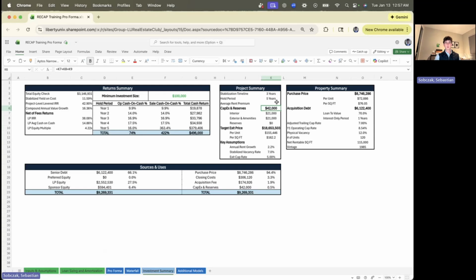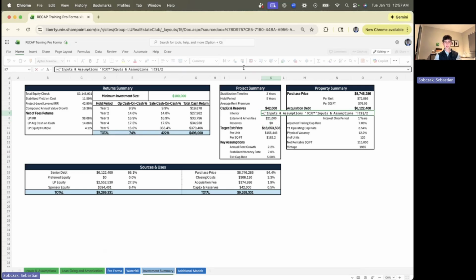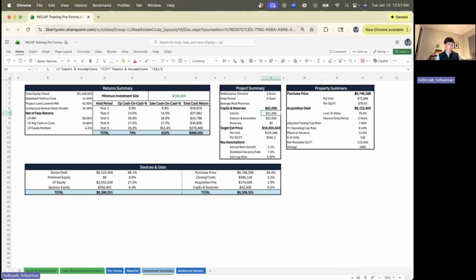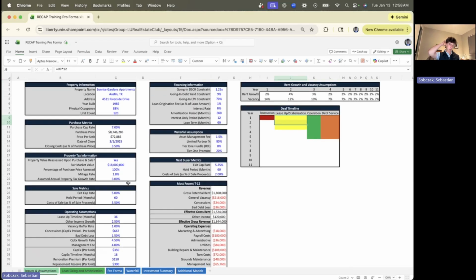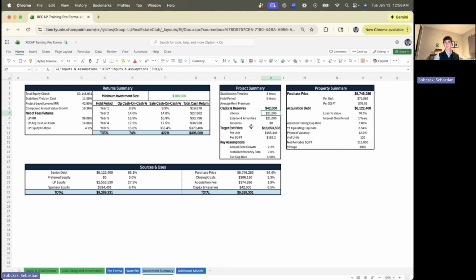CapEx and reserves. Now this is a sum of these two, and then for interior, exterior, and reserves. So for interior, it's from inputs and assumptions. You're really just taking your units in the inputs assumptions, and then multiplying it times your CapEx, your renovation costs per unit, and then that gives you your total. And then for this specific project, we're assuming that we're just going to split it in half, exterior and interior, for the CapEx expenditures. And then our target sale price is from our pro forma.